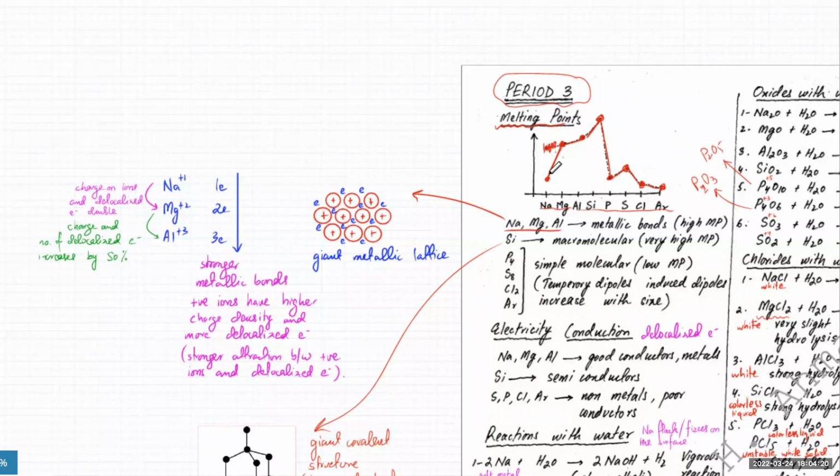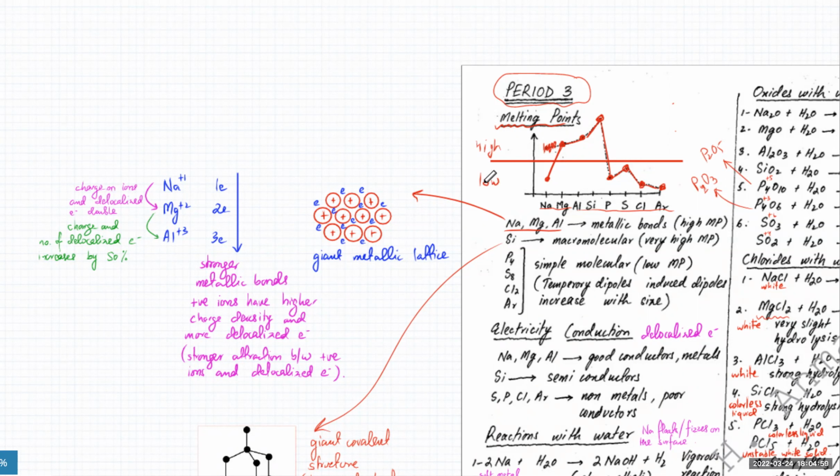The first three are metallic. Na actually has a lower melting point, and the other ones, let me draw a line here. If you want to divide them as low and high, it's probably going to look like this. Melting points below that can be considered low. Low and high is a relative reference. So below this can be considered low, and above this can be considered high.